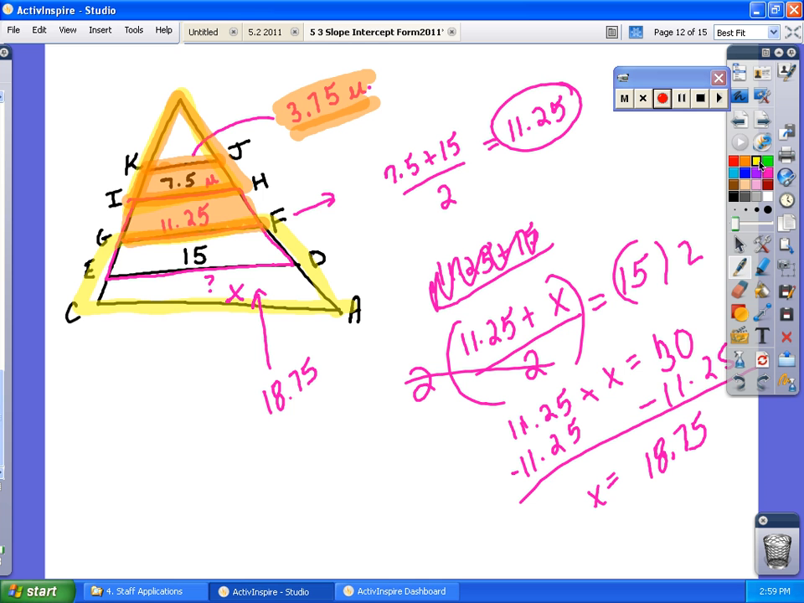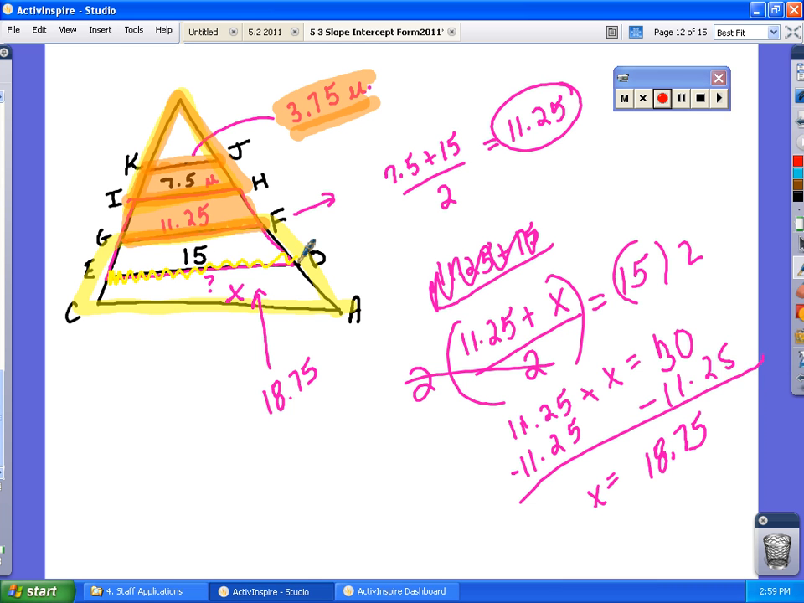And let me go ahead and highlight that in yellow. So ED was this trapezoid right here, all the way up here, and all I was missing, I had the two bases and I was just missing GF, so I can take the two bases, divide by 2, and that gets me the length of GF, 11.25.